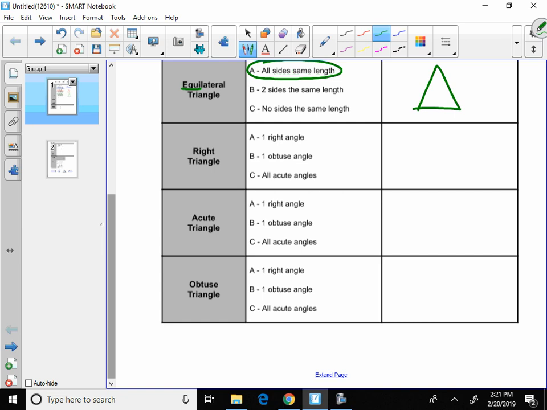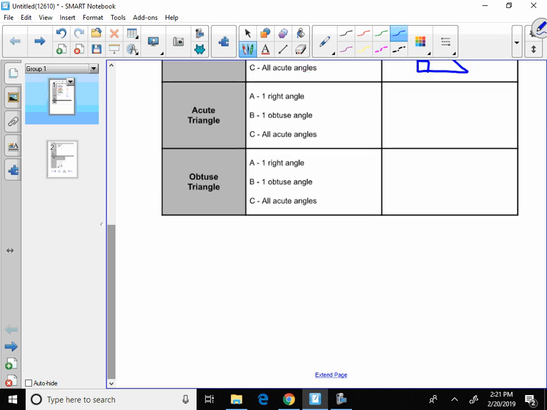A right triangle means it has one right angle. And when you draw it, I would suggest putting that little square in to show that that is a right angle. Remember, it has two acute angles, but if it has one right angle, automatically a right triangle.